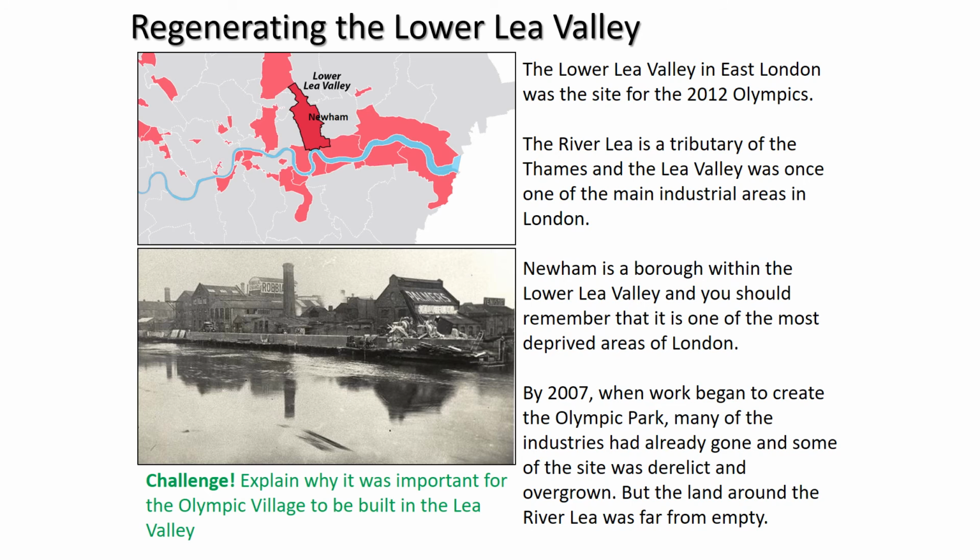So, the London Olympics was chosen to be in this area of the Lower Lee Valley. That was in 2012. It used to be an industrial hub, but then it started to get run down and has become a post-industrial area that's required a lot of investment.